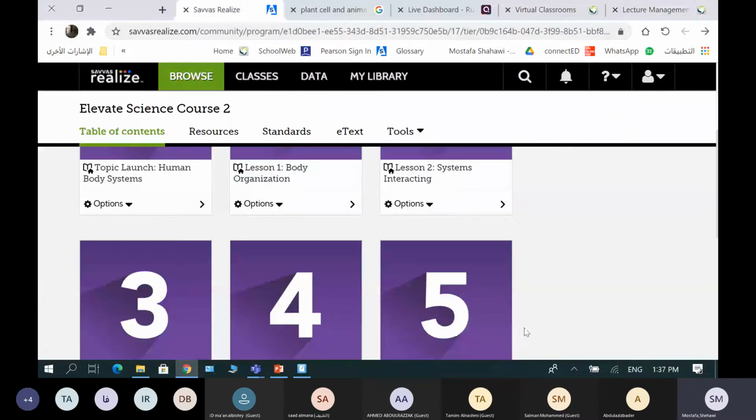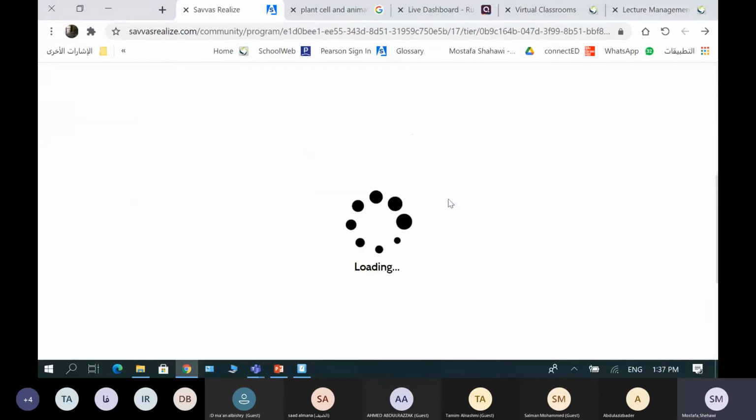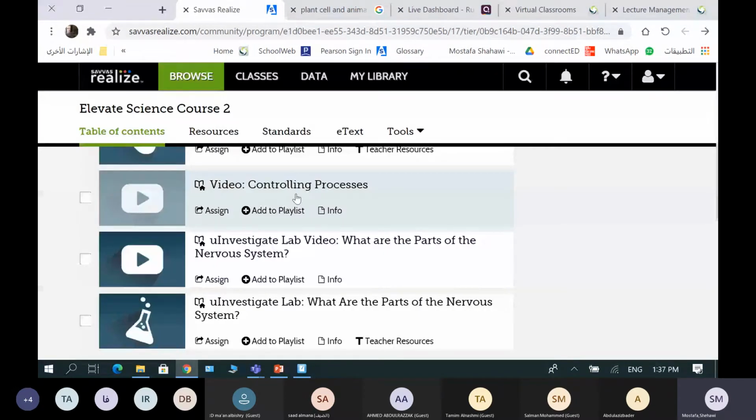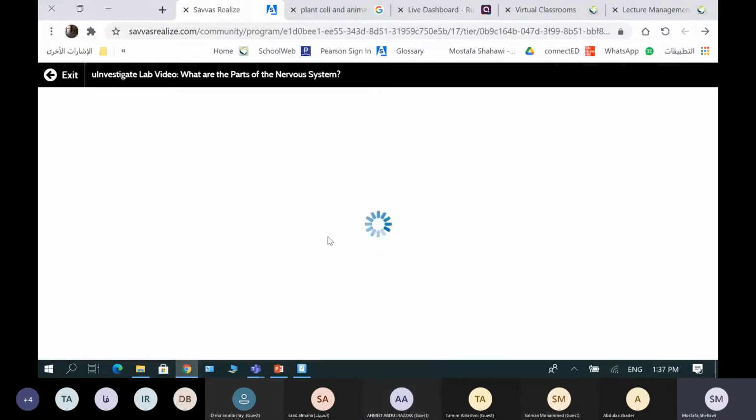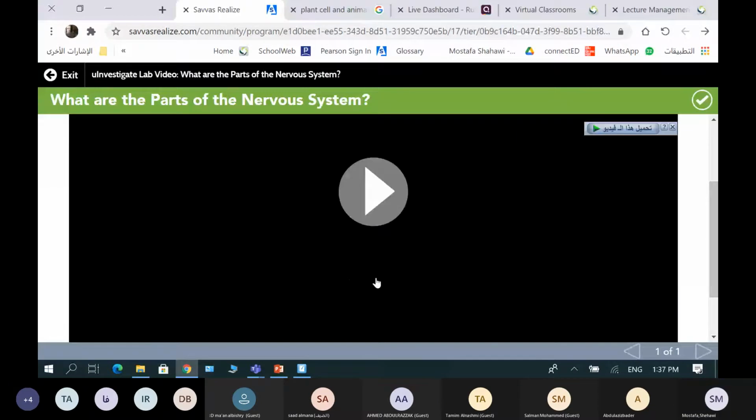Any question about the project? Or another model: we studied one model here for the nervous system. If you remember this, that was a model for the nervous system that shows us how it works.